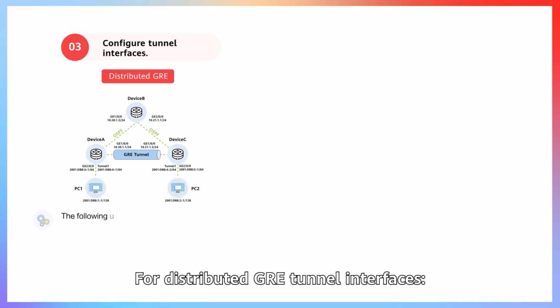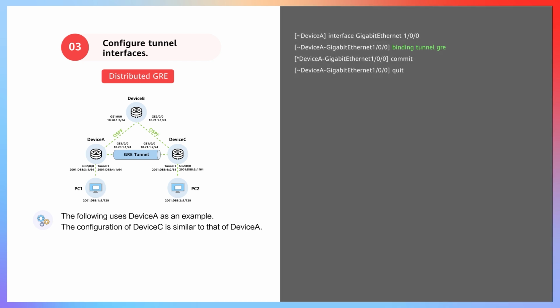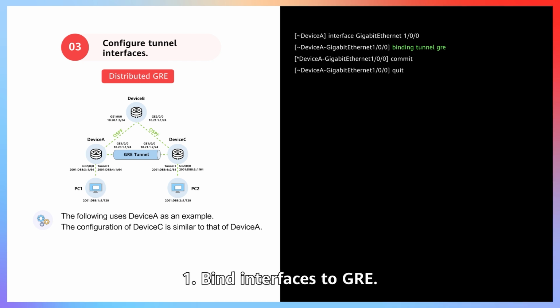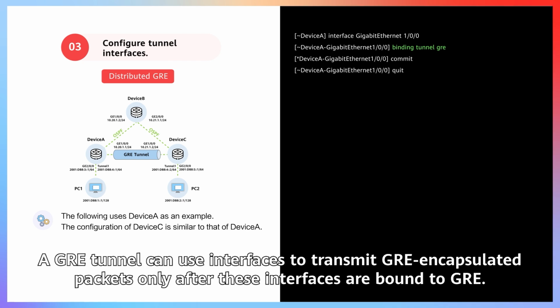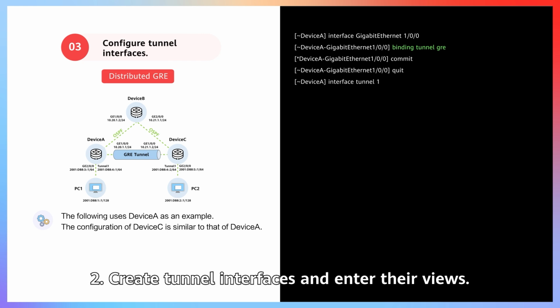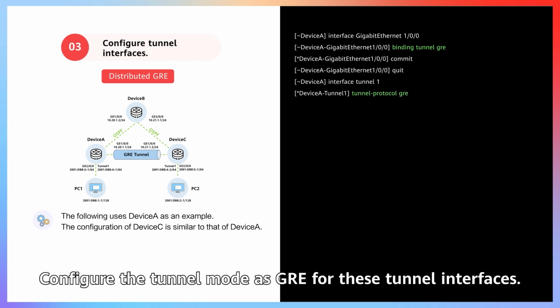For distributed GRE tunnel interfaces, first, bind interfaces to GRE. A GRE tunnel can use interfaces to transmit GRE encapsulated packets only after these interfaces are bound to GRE. Second, create tunnel interfaces and enter their views. Configure the tunnel mode as GRE for these tunnel interfaces.